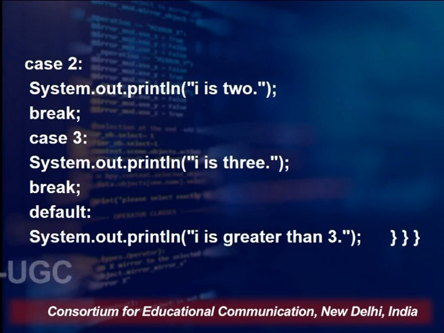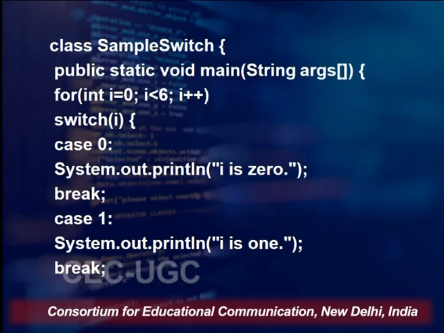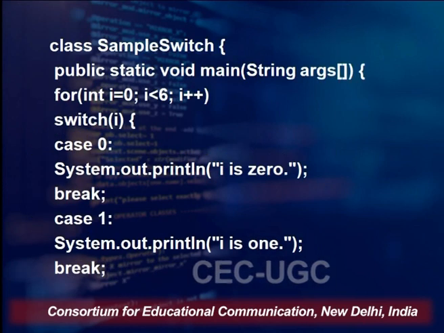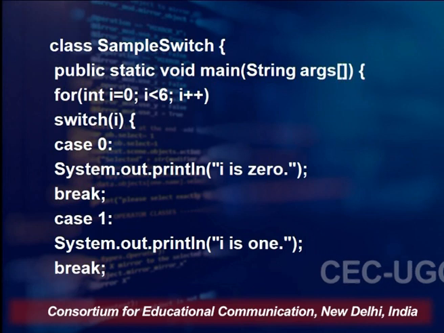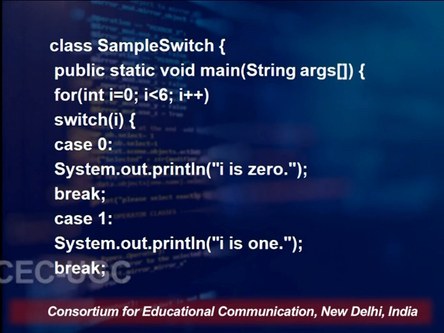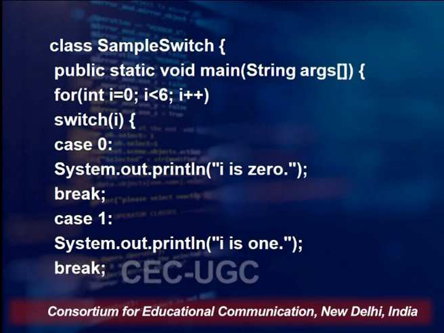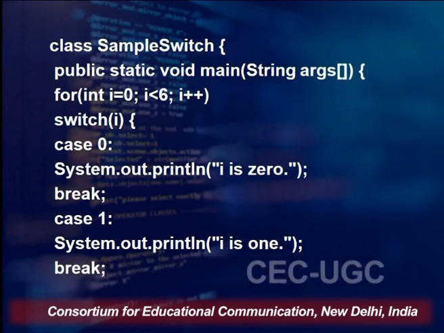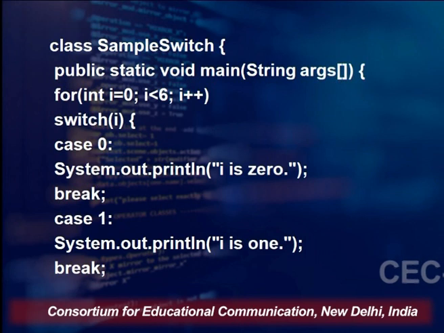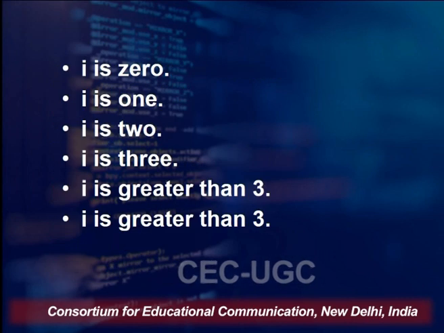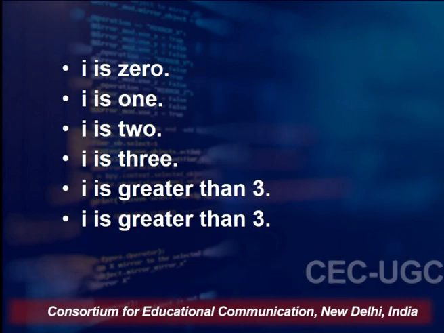Then i is incremented to 6, but the condition of the for loop says that it runs only while i is less than 6. So when i becomes 6, it is not less than 6, so the statement is not going to be executed, and it will come out of the for loop. So as of now, if we talk about the output, the output will be i is 0, i is 1, i is 2, i is 3.